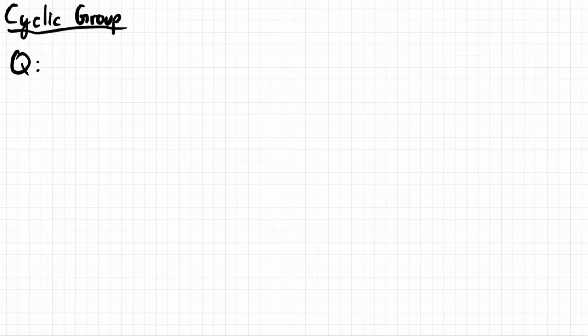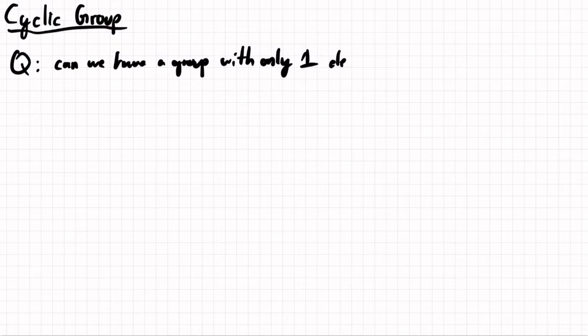In this video, I'd like to talk about a type of group called cyclic groups. Now, all of the groups that we've seen before have the property that they have an infinite number of elements. So, the question is, can we have a group with only one element? Well, the answer is yes.